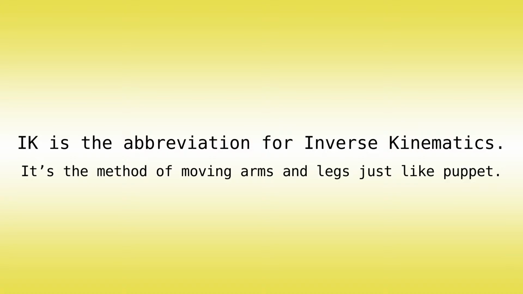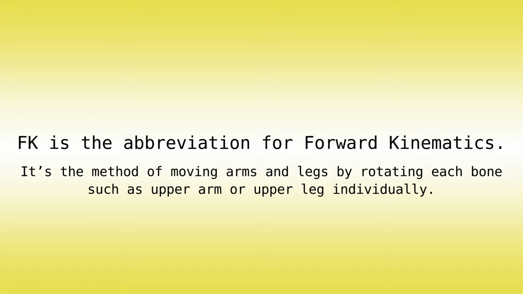Basic knowledge of IK and FK. Here I'm going to explain the different ways to move the human body, especially arms and legs. IK is the abbreviation of inverse kinematics. It's the method of moving arms and legs just like puppets. FK is the abbreviation of forward kinematics. It's the method of moving arms and legs by rotating each bone, such as upper arm or upper leg, individually.